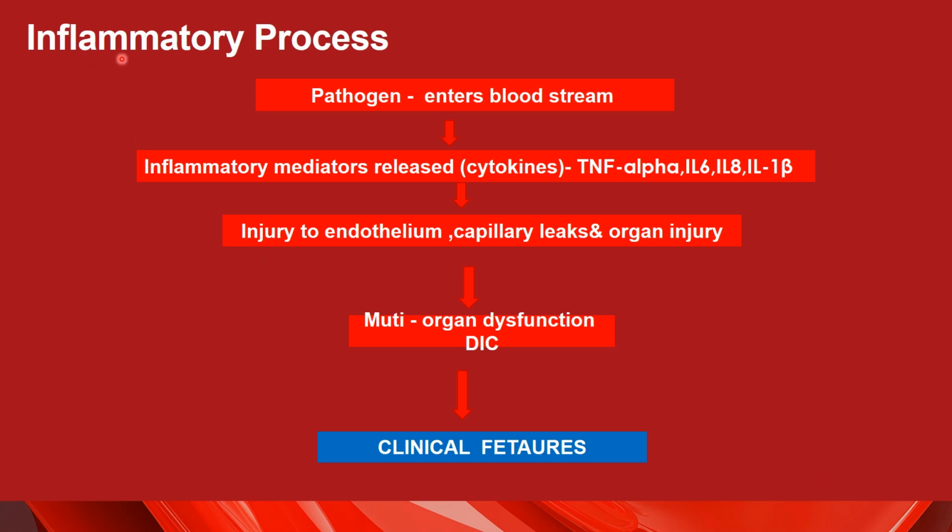Now let's see the pathogenesis or inflammatory process in a very simplified form. First, there is entry of the pathogen, which enters the bloodstream. Then there is release of inflammatory mediators, the cytokines like tumor necrosis factor alpha, interleukin 6, interleukin 8, interleukin 1 beta. Then there is injury to the endothelium. Then there are capillary leaks, and organ injury, which may be multi-organ dysfunction and then as severe as DIC, and then they present with clinical features which may be very subtle to very severe, and then death also.